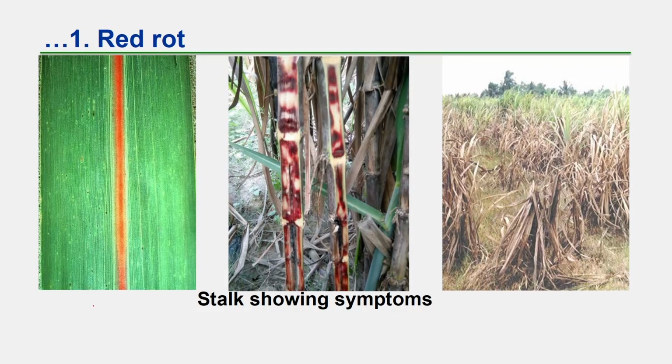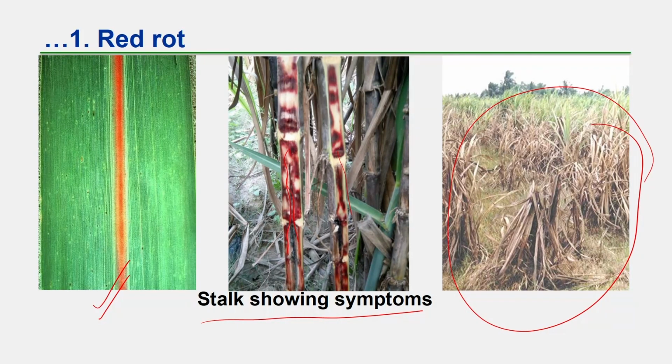Now you see the midrib has become red. Now see the stalk showing symptoms inside. So it is all reddening, and it is a kind of fermentation that has happened, and you see some foul smell will come from such kind of canes, and see the drying of the whole crop.